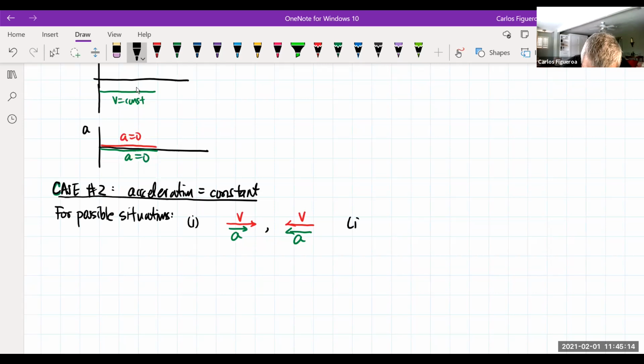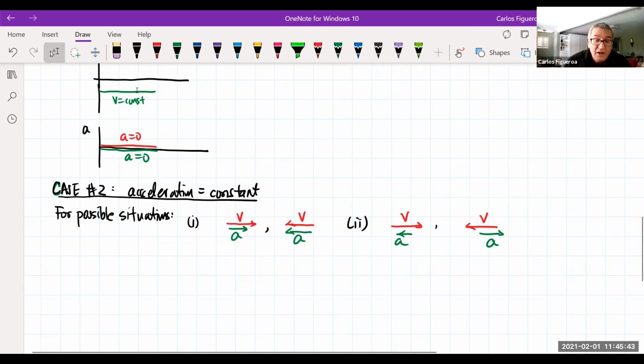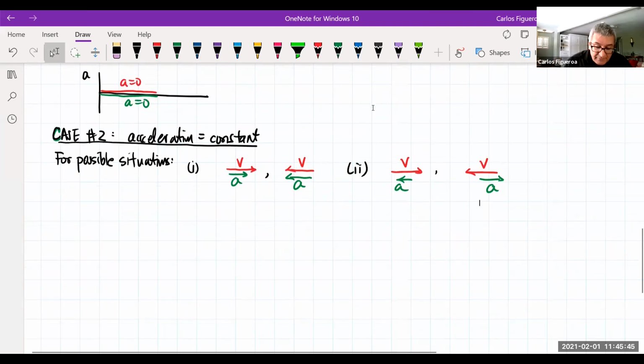And the other situation where now we're slowing down. So I could be going to the right with an acceleration to the left, or I could have a velocity to the left, but an acceleration to the right. So these are the four possible situations that we want to think about. So let's go graph these four situations.